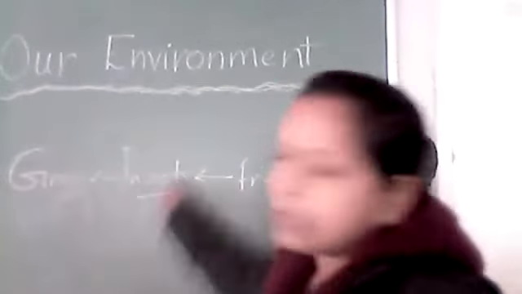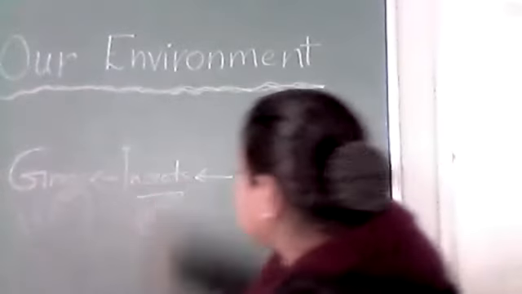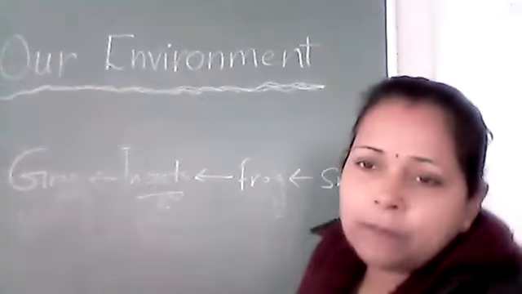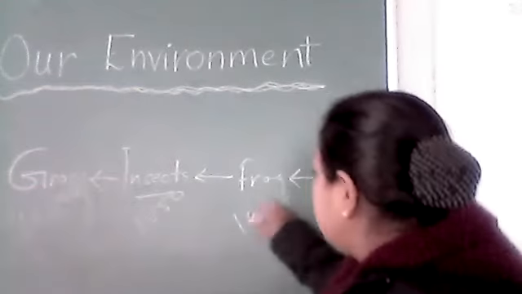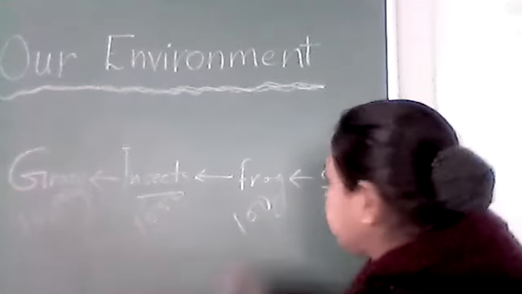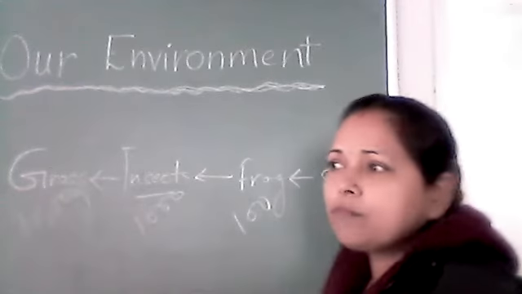So in the next trophic level, it will be 10% of 10,000. That is 1,000. In the next trophic level, it will be 100, which is 10% of 1,000. And again, for the snake, the energy available is 10.